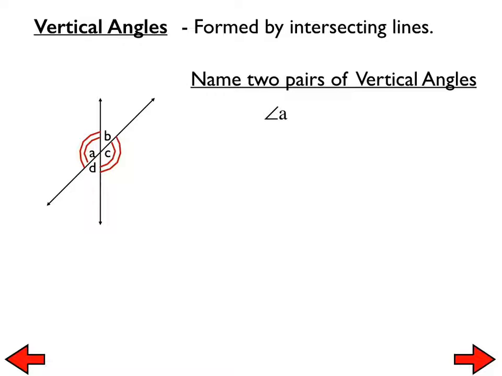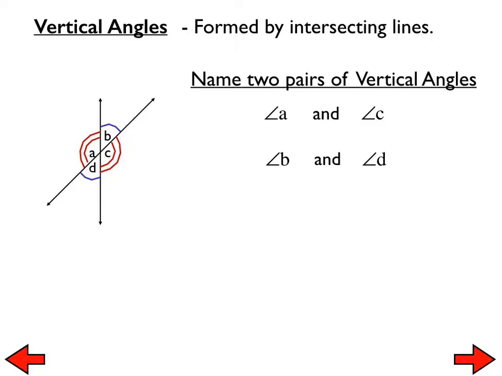Go ahead and list that on your paper. Angle A and angle C are vertical. Do you see another pair of vertical angles? What are they? Angle B and angle D. Go ahead and mark the arcs on your drawing, on the picture, and then list it.